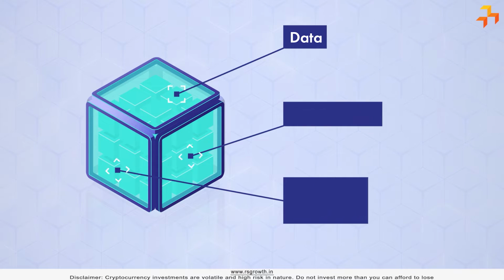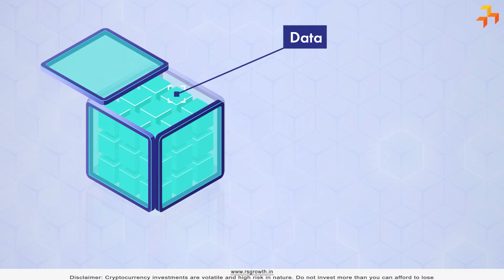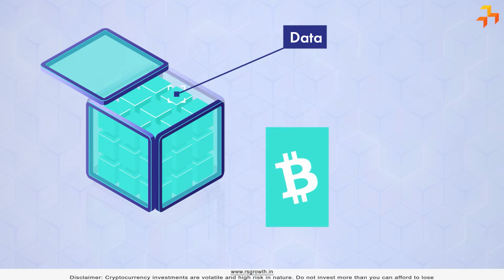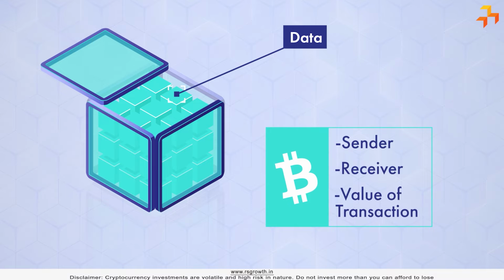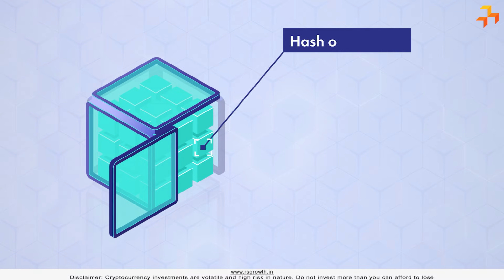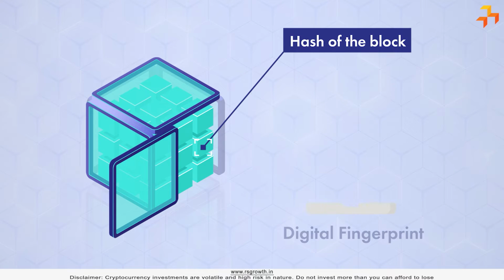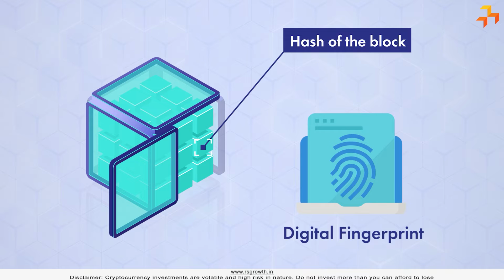The data that is stored inside a block depends on the type of blockchain. The Bitcoin blockchain, for example, stores the details about a transaction in here, such as the sender, receiver, and the value of transaction. A block also has a hash. A hash is like a digital fingerprint. It identifies a block and all of its contents, and it's always unique.